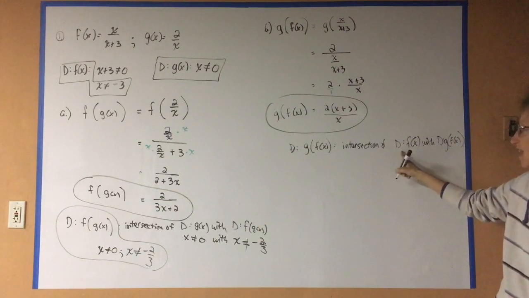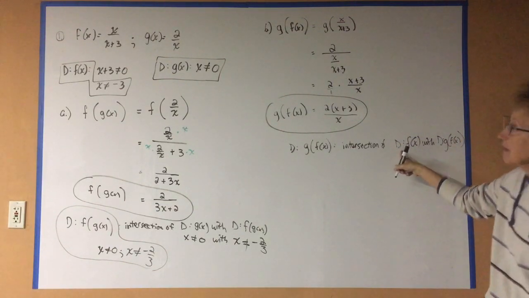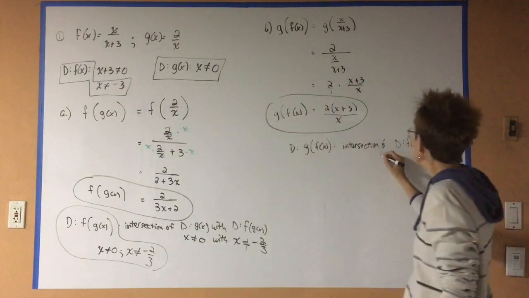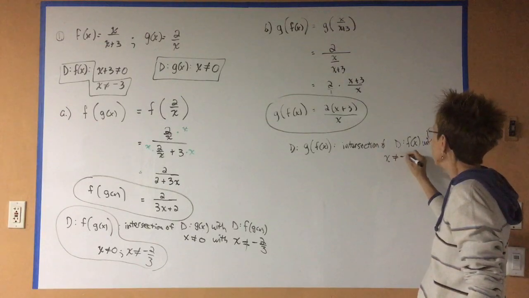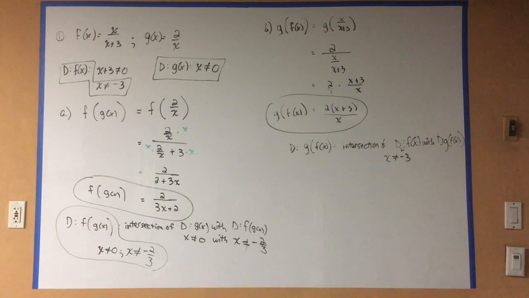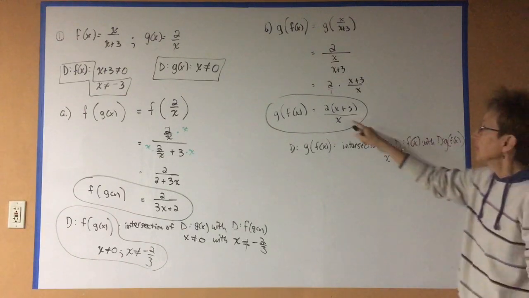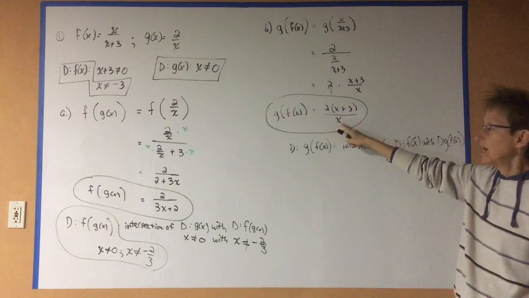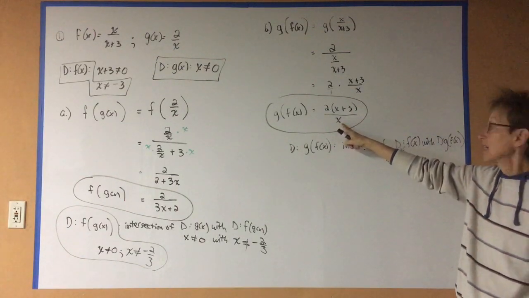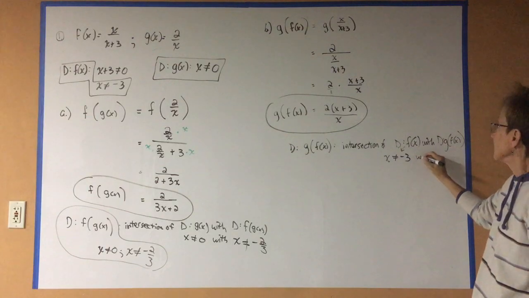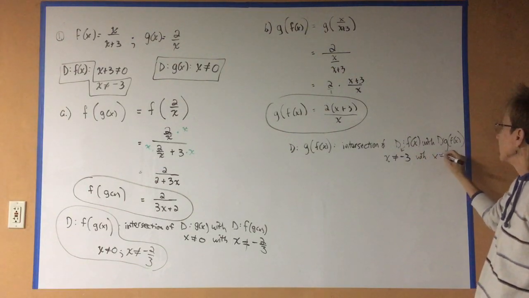Well, the domain of f of x, what did we say the domain of f of x was? We said x can't equal -3. x can't equal -3, so that's this one, domain of f of x. And the domain of the composite function simplified looks like this, and the denominator only has an x, so I can tell the domain of this simplified version is x can't equal 0.